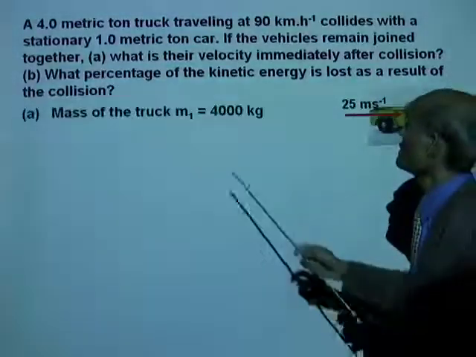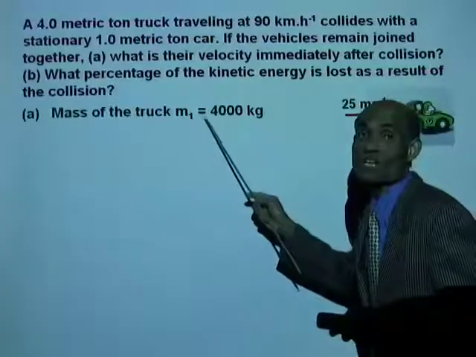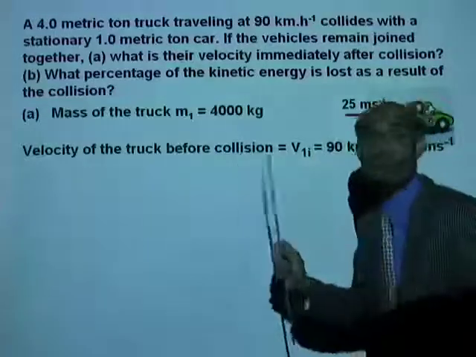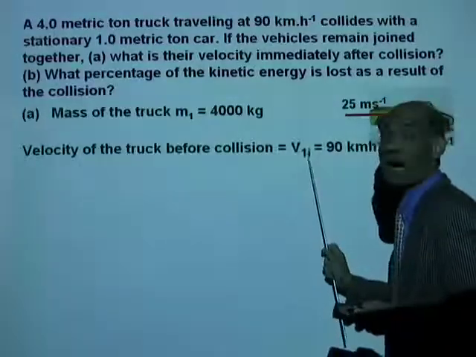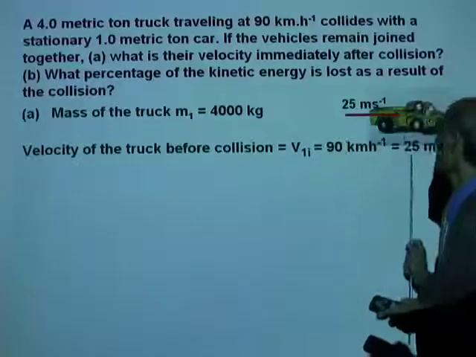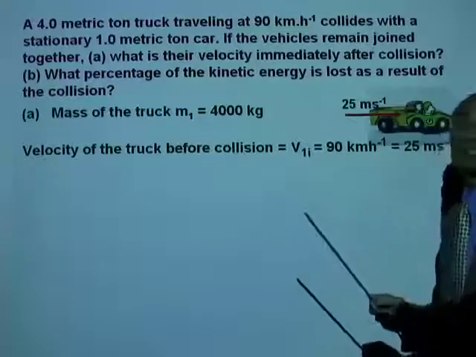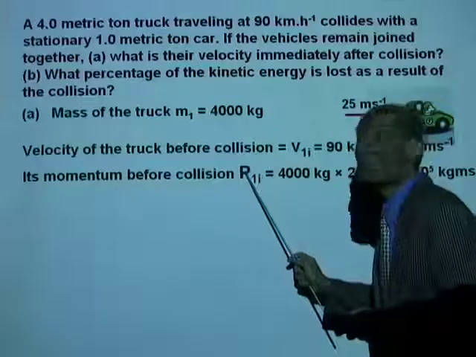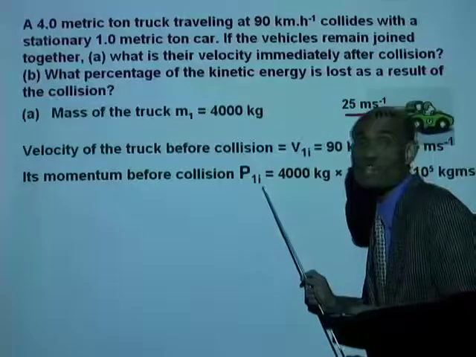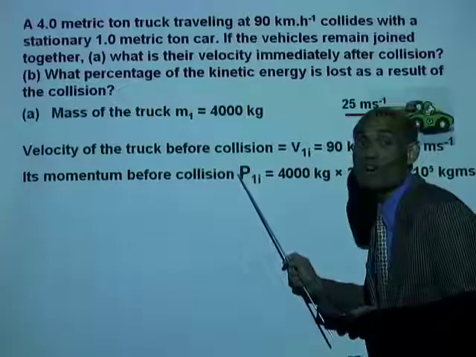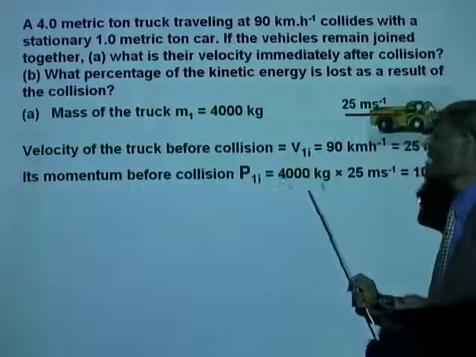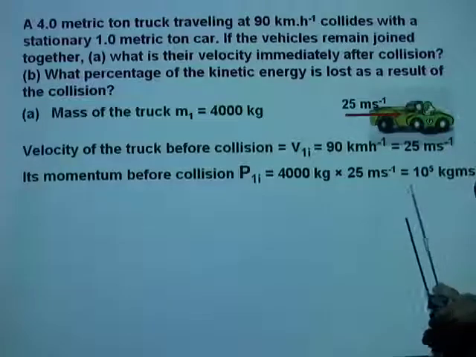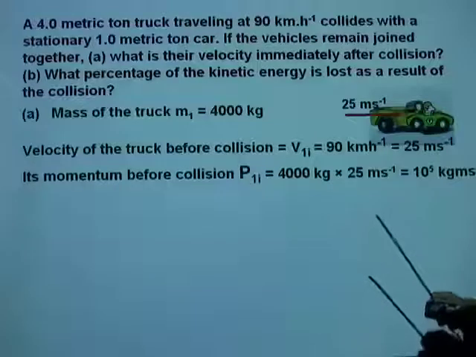That is the situation. So mass of the truck M1 is 4,000 kilograms. Its initial velocity before collision V1I is 90 km per hour, that is 25 meters per second. Therefore, its initial momentum P1I is its mass times the initial velocity, and that is 10 to the power 5 kilogram meter per second.